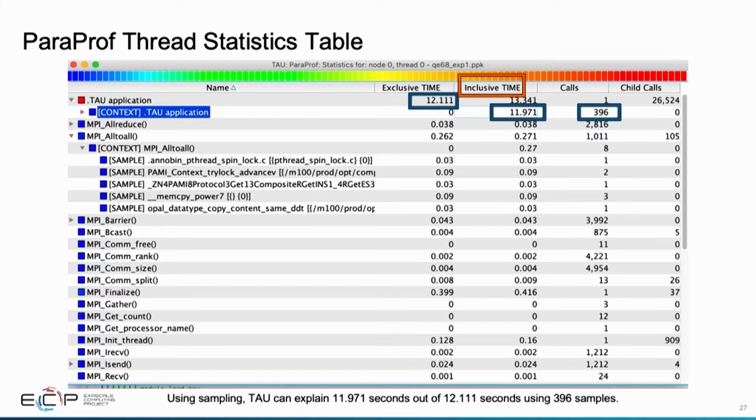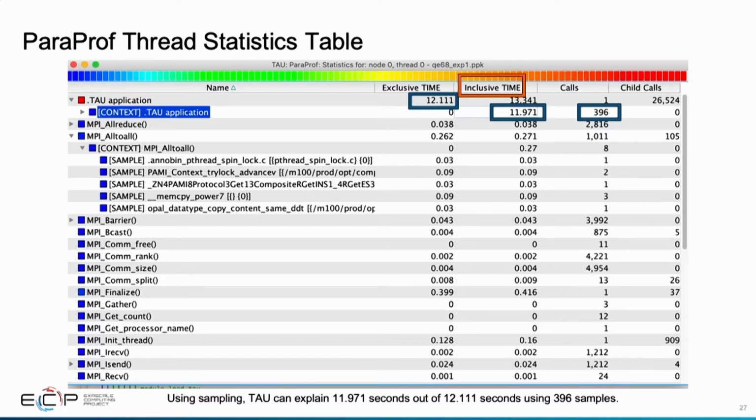And you can see over here that if you expand this thread statistics table, in this case, it says that the inclusive time was 13.3 seconds. The exclusive time in your application outside of MPI calls was like 12.1. Now, if you expand it further, you will see a context. This is the sum of all the samples we collected. But sampling is imprecise. It cannot explain the full data. So it's saying that out of the 12.1 seconds, the best I can do is I can explain 11.9. And that's close enough.